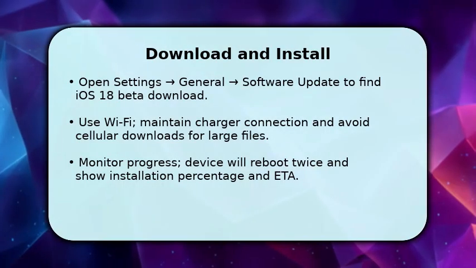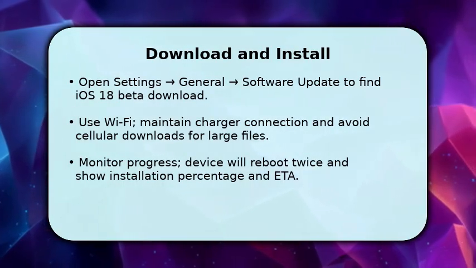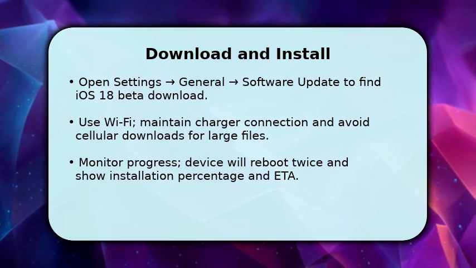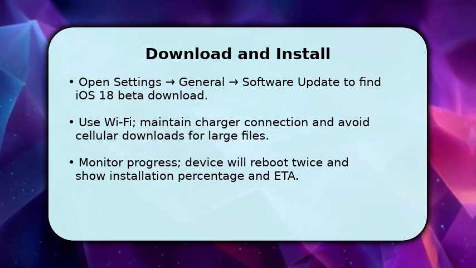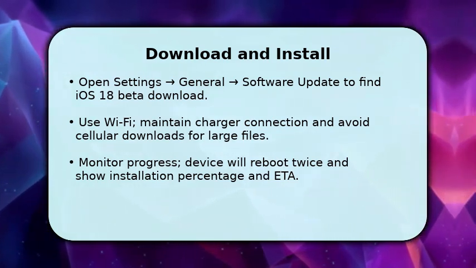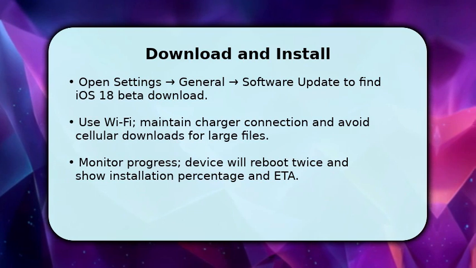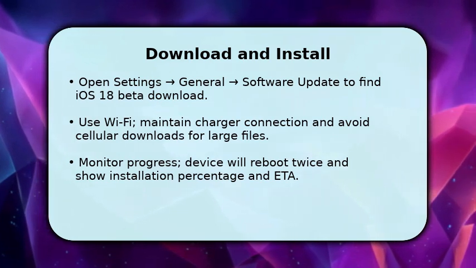You now go to Settings, General, Software Update to download iOS 18 beta. Using Wi-Fi ensures speed and reliability. Once the download finishes, tap Install and keep the phone connected to power so the process won't pause.